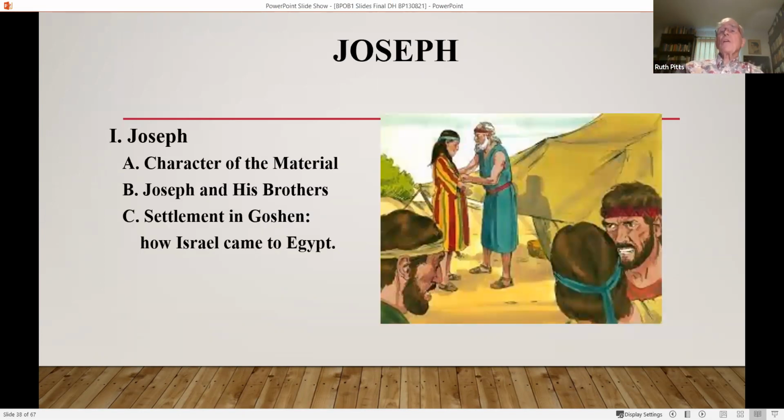Joseph. So now we're at the last of these 4 characters: Abraham, Isaac, Jacob, and Joseph. We have here a kind of a fully developed story, a narrative about Joseph and his brothers. And it's told to explain to us how the Hebrew people got into Egypt and their settlement in their region of Goshen. So how Israel came to Egypt. All right.